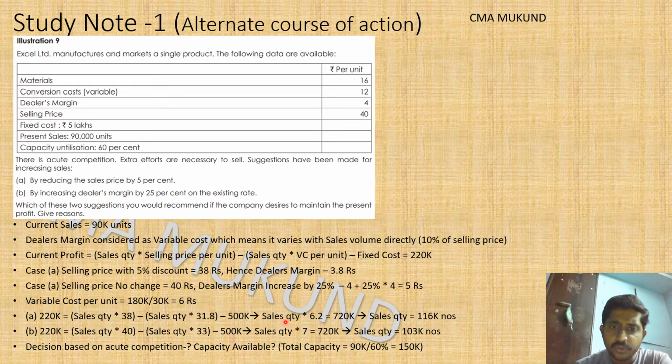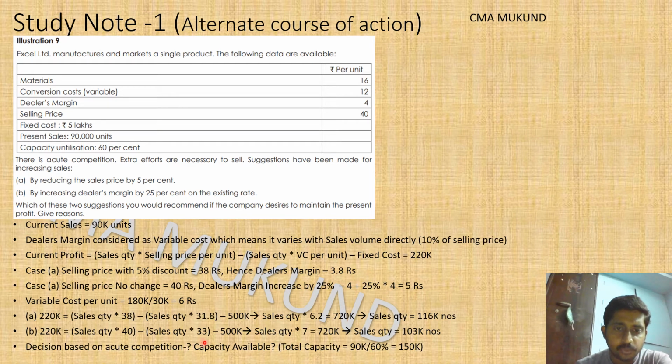So from this formula you can calculate that the sales quantity is 116k. You can put the exact number. So here I have rounded up and put 116,000 as the sales quantity. The second case is increasing the dealer margin by 25%. So here the selling price is going to be the same as given at the current level, 40 rupees, but the dealer's margin has gone up by 1 rupee. Which means from 4 rupees it has gone up to 5 rupees.